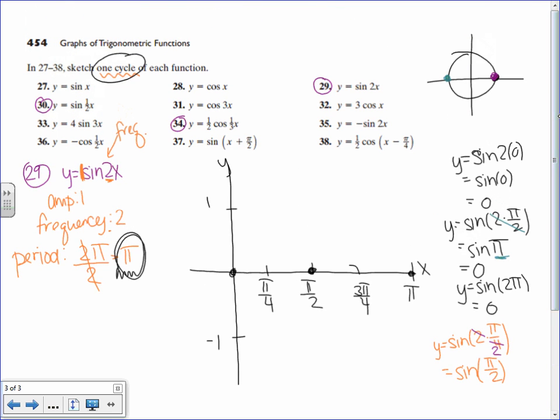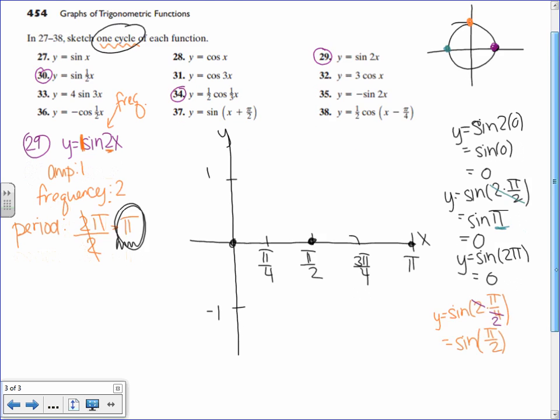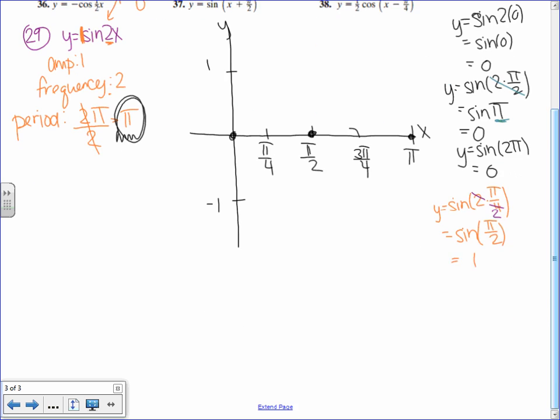Pi over 2 is up here on the unit circle. Pi over 2 is 90 degrees, and the sine value there, the y value there, is positive 1. So here at pi over 4, I'm up here at 1. And if you want to plug in 3 pi over 4, you're more than welcome to. But we know that if my sine curve is going up, it's eventually going to have to come back down. So I'm going to be down here, and then I can just fill in my curve, not being pointy, and there you go.